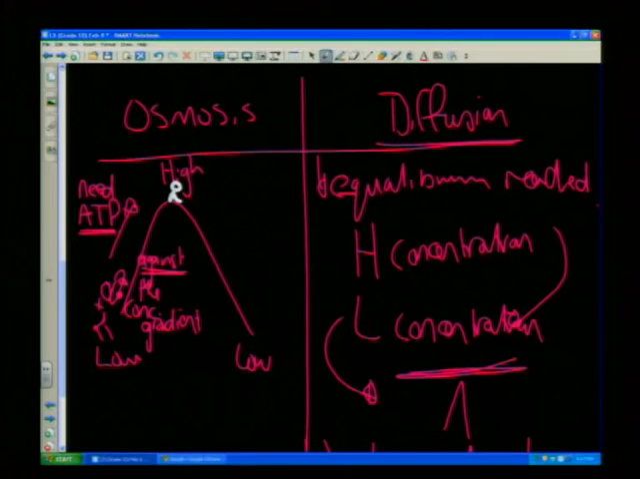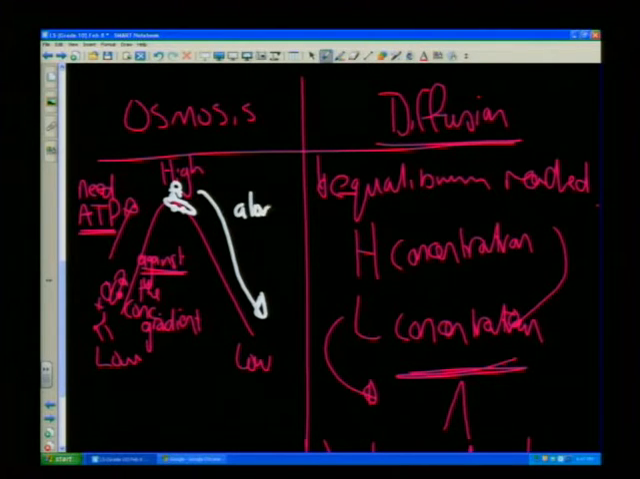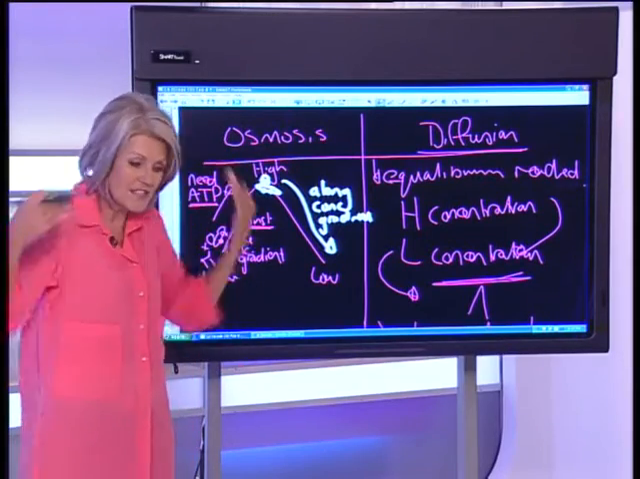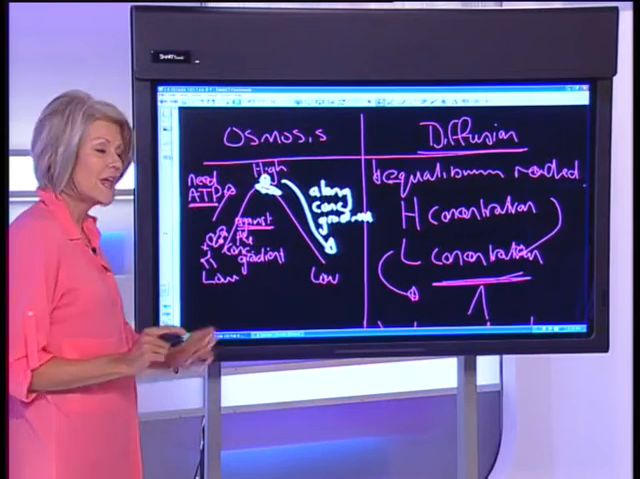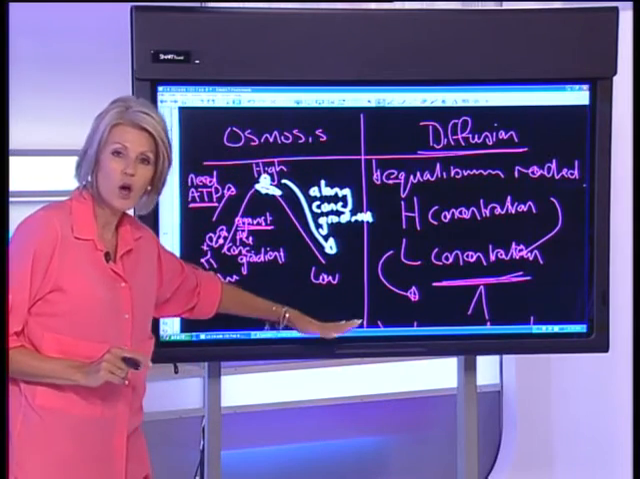So once this little chap is up here, he gets on his skateboard and he goes whee all the way downhill. He's going along the concentration gradient. Does he need energy for this? No, he doesn't need any energy. Why? Because it's downhill. But he's going from what we call a higher to a lower what?